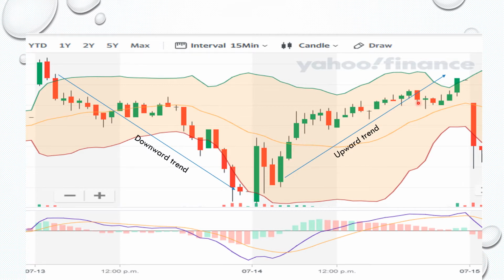Now we see it from the MACD indicator too. This is all the way downward, and we change the reversal. That is the upward trend. Now in order to enter the market, you enter right here. And in order to exit the market, right here you exit the market.